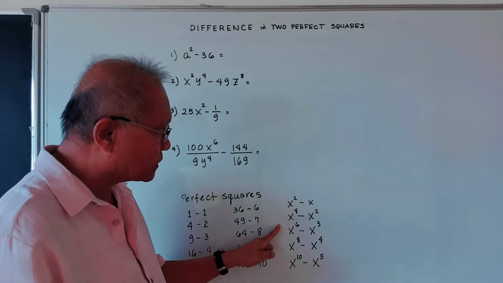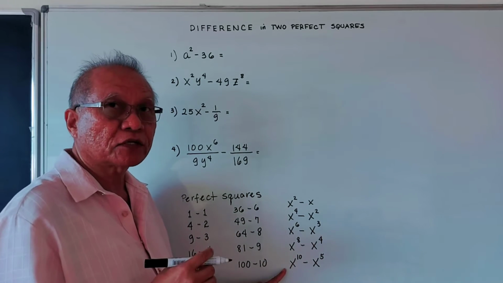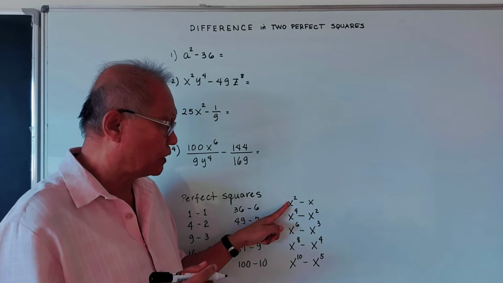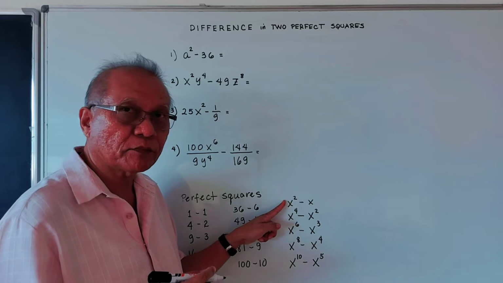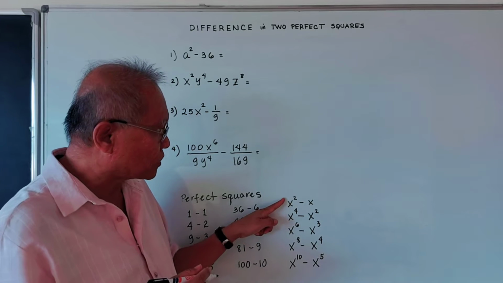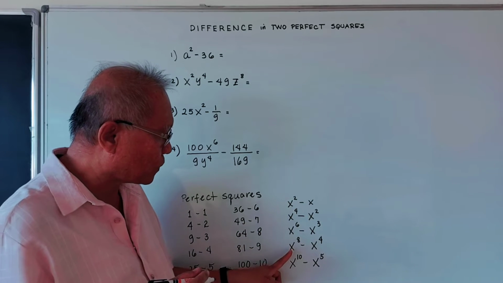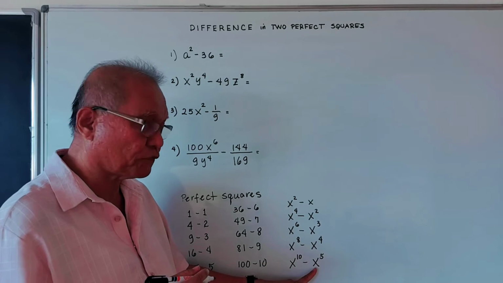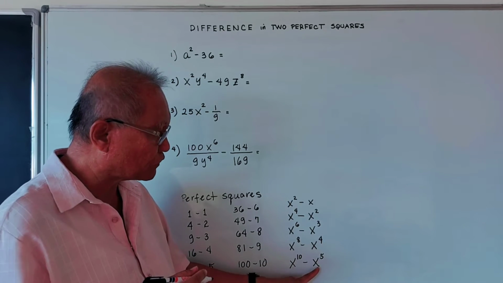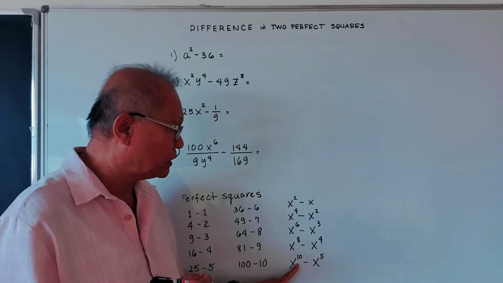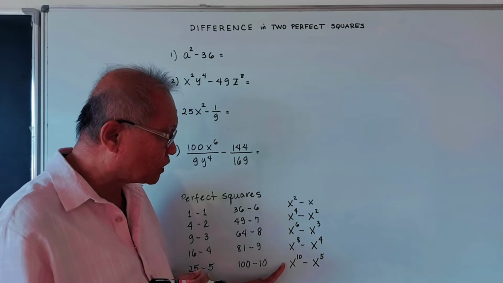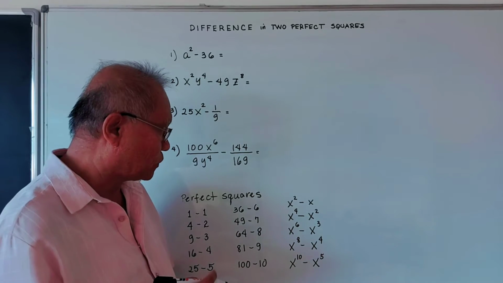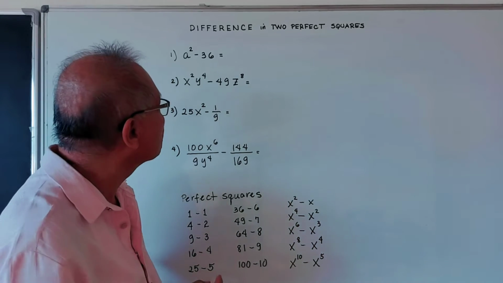For the letters, to be a perfect square, the exponent must be even. If it is not even, it is not a perfect square. So the square root of x to the 4th is x squared, x to the 8th is x to the 4th, and x to the 10th is x to the 5th, because x to the 5th times x to the 5th is x to the 10th. Or you divide the exponent by 2 and it will give you the square root of that literal part.